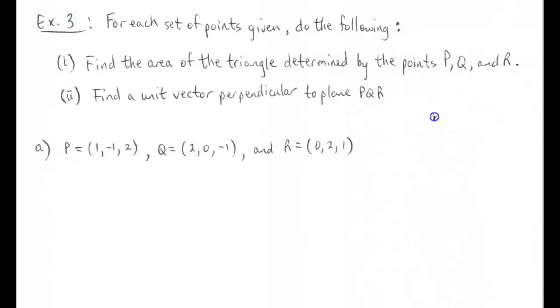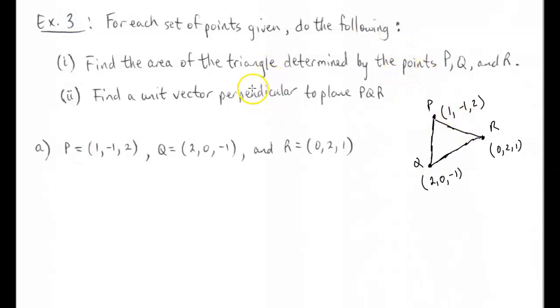So we'll let our point P, which is the point 1, -1, 2, be here. We'll say Q is down here, and this will be the point 2, 0, -1, and we'll say about right here is R, which is 0, 2, 1. And if we connect these, we'll see that we have a triangle here.